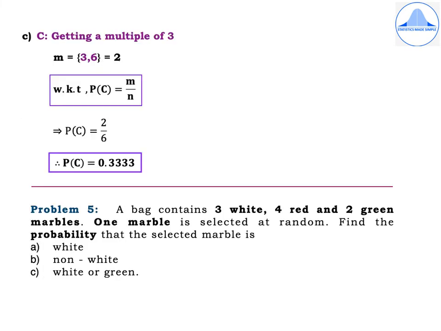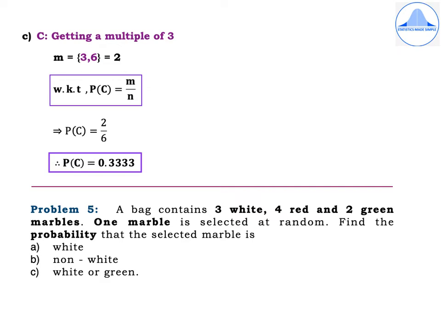Subdivision C, let's define event C as getting a multiple of 3. So the multiples of 3 on a die are only 3 and 6. So m is equal to {3, 6} within flower brackets. The total number of outcomes here is 2. That means m is equal to 2. Right next, we know that P(C) is equal to m by n, which implies P(C) is 2 by 6, or P(C) is equal to 0.3333.